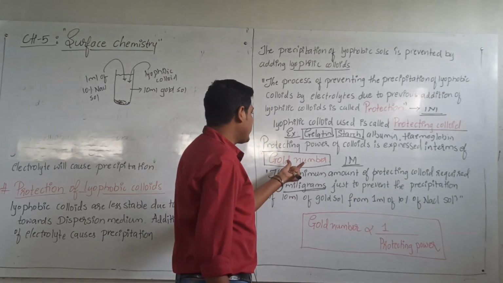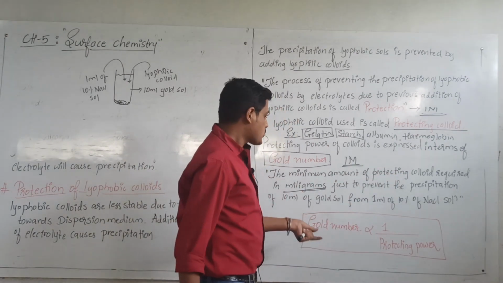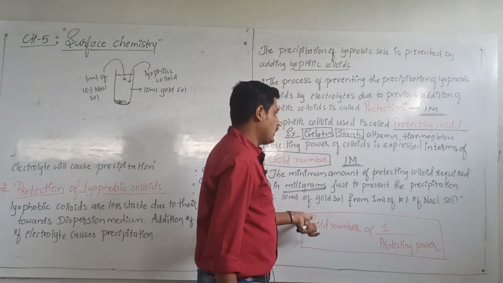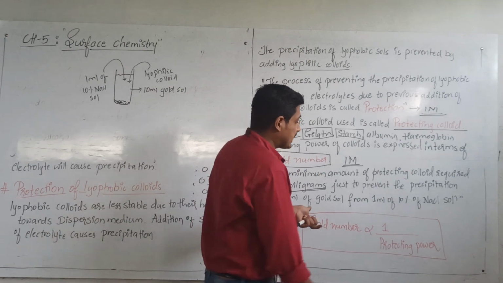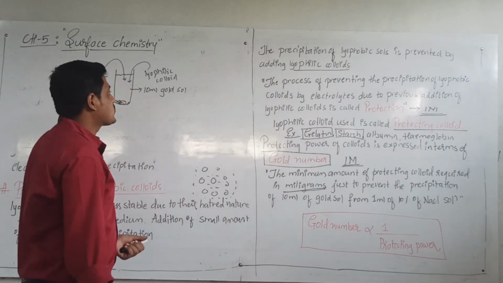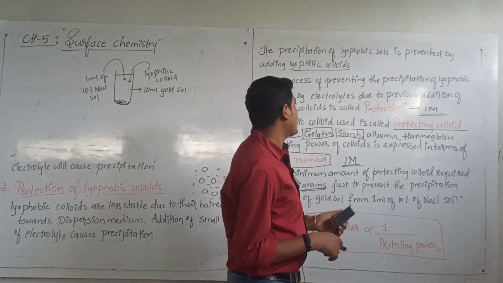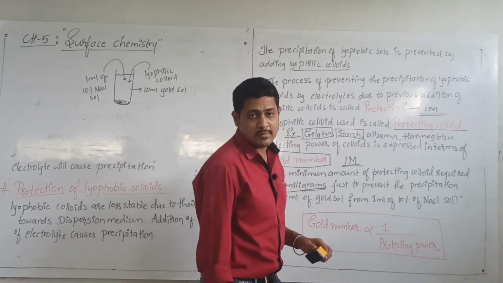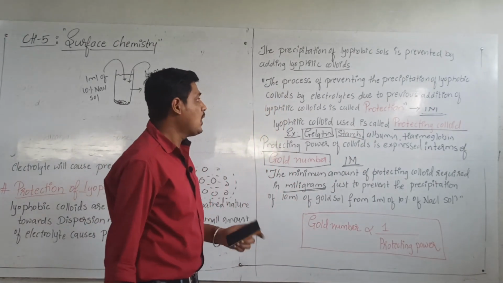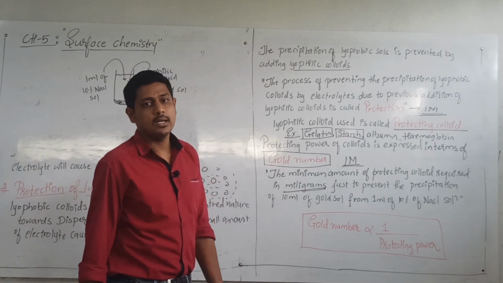Why? Because gold number means it is the minimum amount of the protecting colloid required, so its protecting power will be high. Okay, so this is about the protection of lyophobic colloids. Remember, 1 mark questions they will ask: what do you mean by protection of lyophobic colloids, what do you mean by protecting colloid, or the most important one, what is meant by gold number.